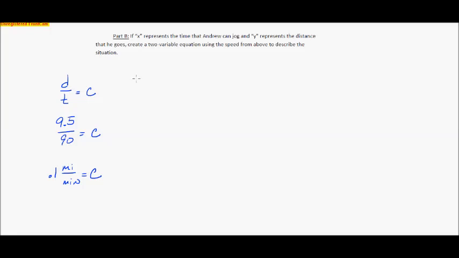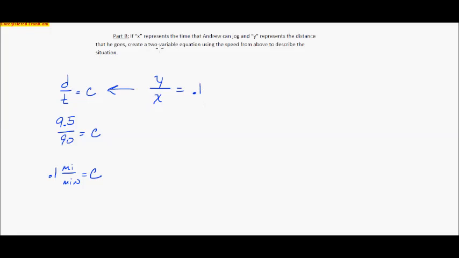Alright? So here's what I'm going to do. I'm going to take this equation, and it says X represents the time. So instead of a T, I'm going to put an X in there. And Y represents the distance that he goes. So instead of a D, I'm going to draw myself a Y. And the C is just going to stay the same. Oh, actually though, you know what I could do is instead of having this C here, down here it says C equals 0.1. So why don't I just take that C right out of here, and instead of having another variable in here, I could put in 0.1.